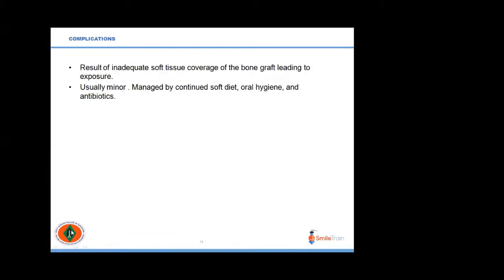Inadequate soft tissue coverage of the bone graft will lead to exposure of the bone raised from the iliac area, and this might lead to breakdown of the soft tissue.